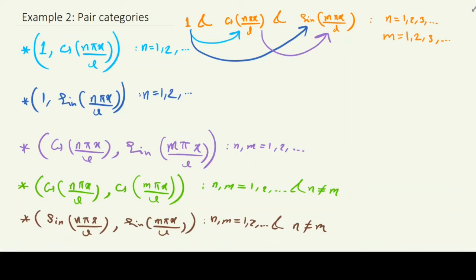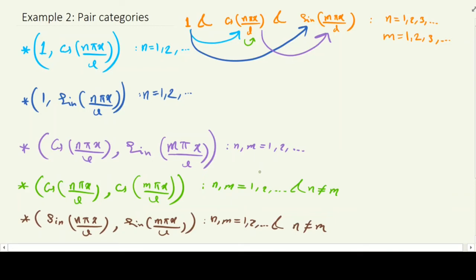The next one is going to be the scenario in which you pick both of the functions from the cosine family. So for this scenario, you need to have two distinct functions, right? You cannot have just cosine pi x over L and the same function, right? Because we care about two distinct functions from this set. So we show one of them with cosine n pi x over L and the other one with cosine m pi x over L, and we're saying that n and m are not equal.